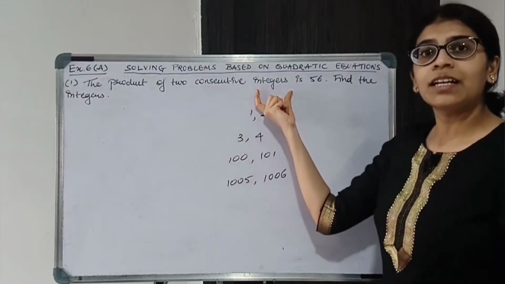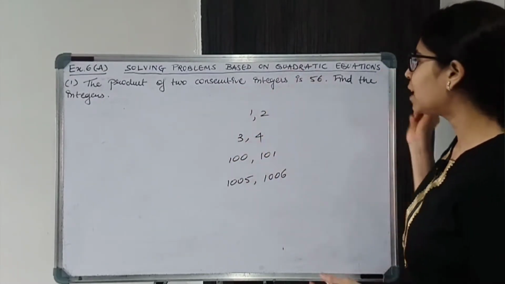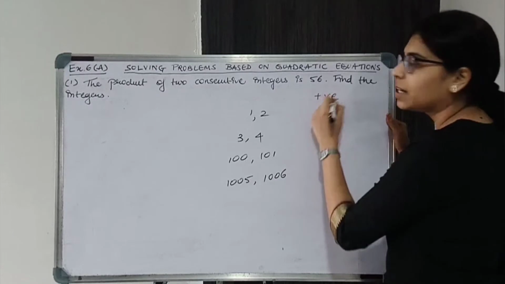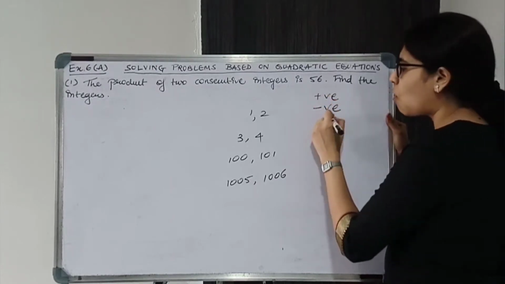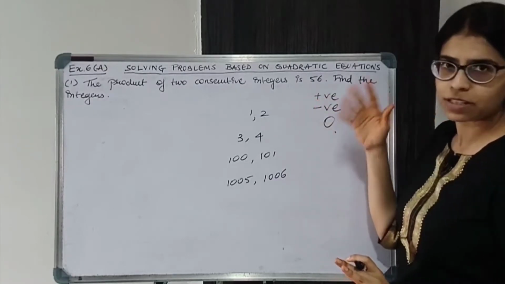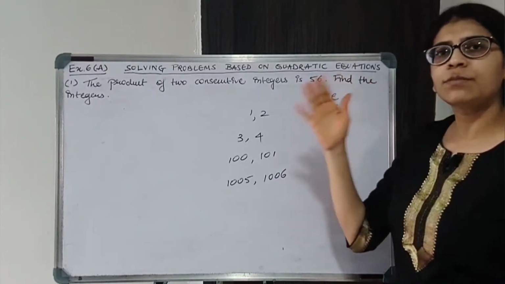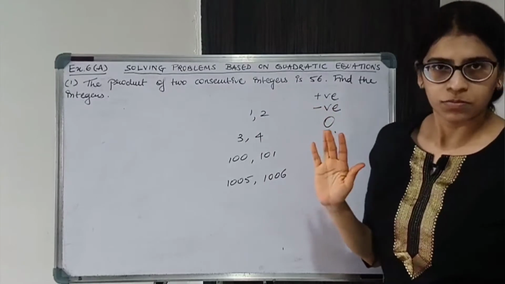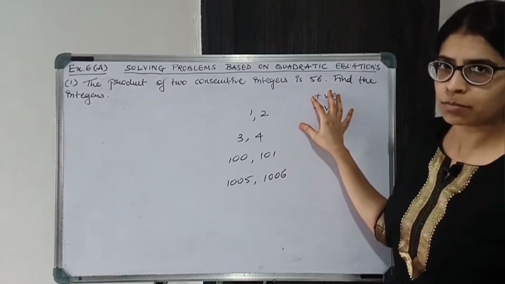You are told they are integers. Integers means it can be a positive number, it can be a negative number or 0. Okay, so these are the possibilities. It can be plus 1, plus 2, plus 3, plus 4, anything, or minus 1, minus 2, minus 3, or 0. Okay, so these are the possibilities of the numbers.